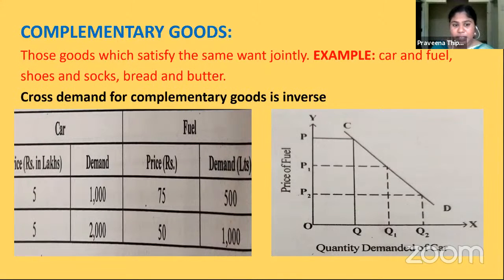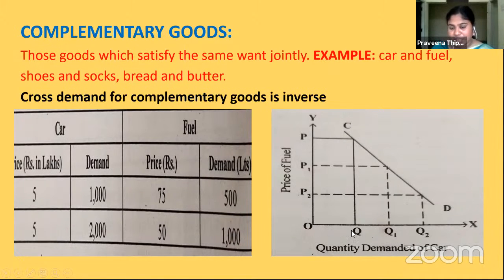See, when the price of fuel is 75 rupees, the demand for fuel is 500, and the demand for its complementary good is 1000. So when the price of fuel has reduced to 50, what happens? The demand for car also increased. So people purchased more cars. So we can show this on a graph, children.